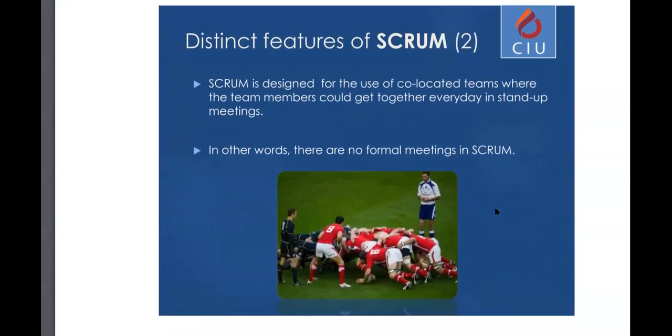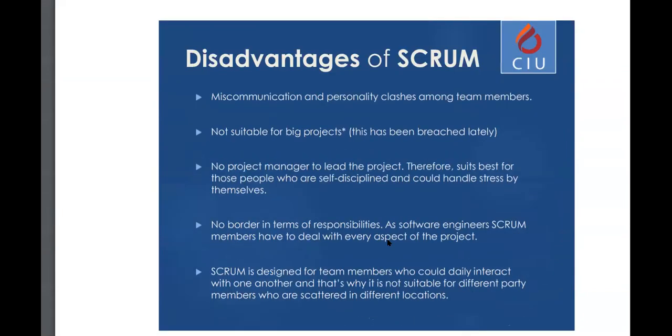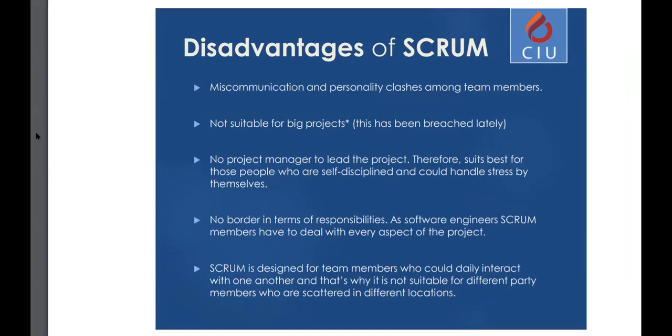The word Scrum actually comes from rugby. Is there anyone interested in rugby? No one. Okay. Scrum is designed for the use of co-located teams where the team members can work together in a stand-up meeting. And actually, this terminology is used in rugby as well. They are just coordinating themselves to stand together. And I think that stand they use is called a scrum, hence it got its name from a sports terminology.